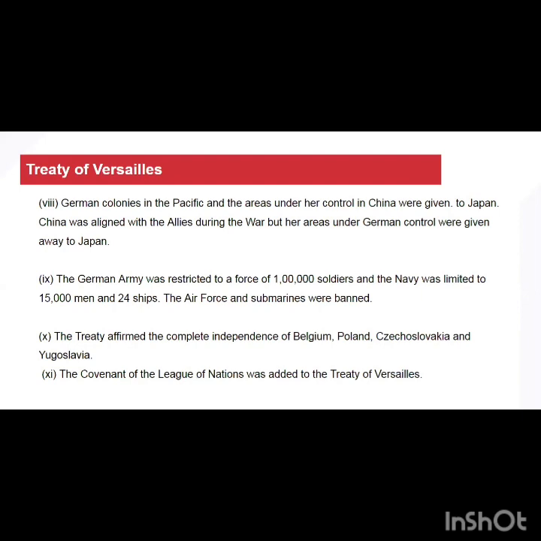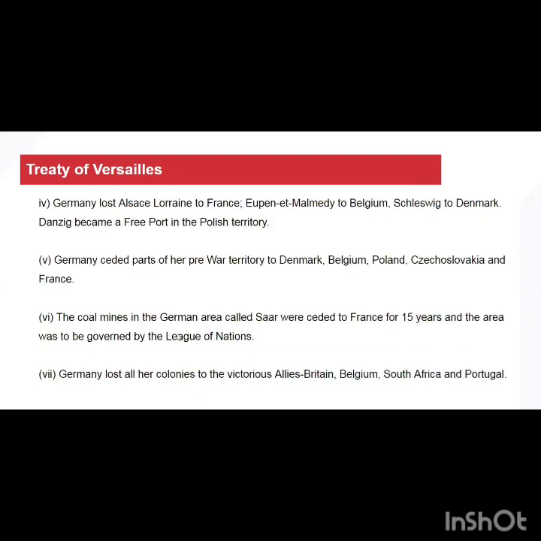Next important thing was the restrictions. So Germany had to secede part of her pre-war territory. So even the pre-war territory, those areas, it had to give away to Denmark, Belgium, Poland, Czechoslovakia, and France. So basically, from all the angles, the basic intention was to lessen the territory and to weaken Germany. Okay, so as a result, many of the German parts were given away to different countries. The basic intention was to take revenge, to weaken Germany, so that in future it would never ever think of any other war.